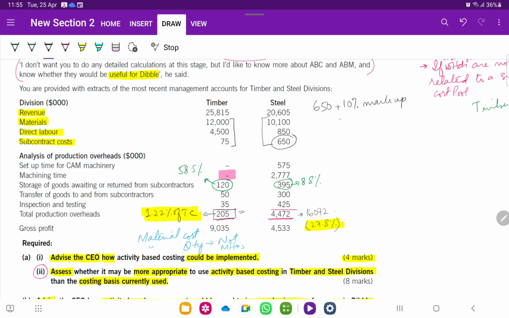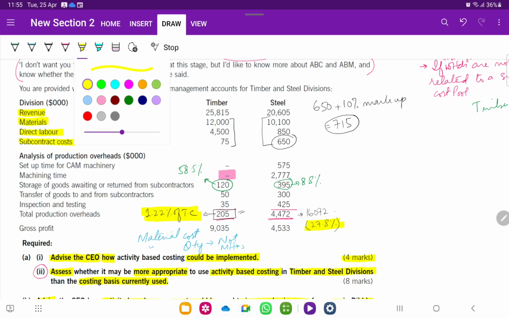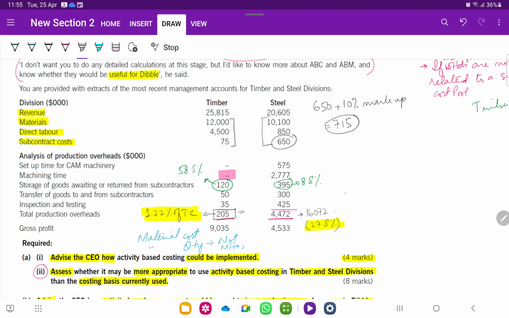So 650 times 110% is 715, right? This is basically the amount which we are charging from the customer. And do we really bear only the 650 cost? No. The problem is we are not actually bearing only this 650 cost. Rather, how much cost are we bearing?